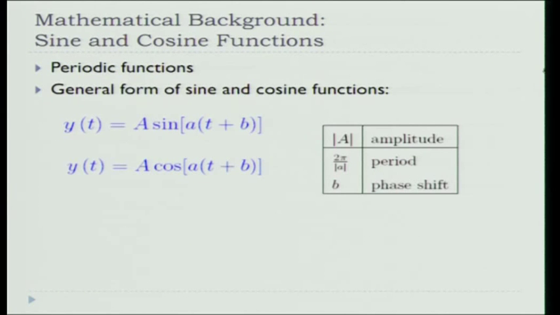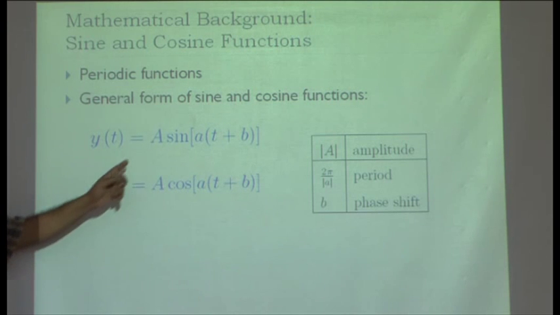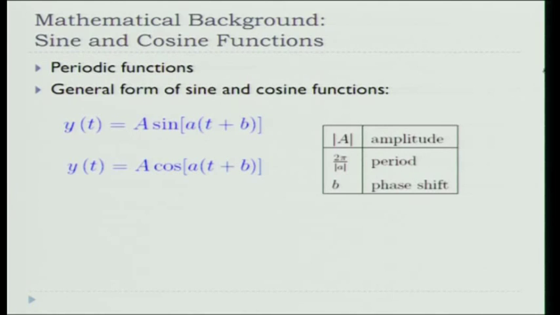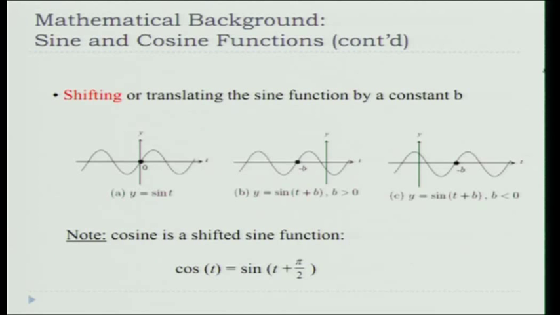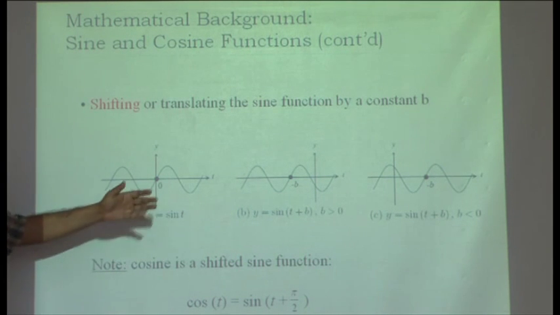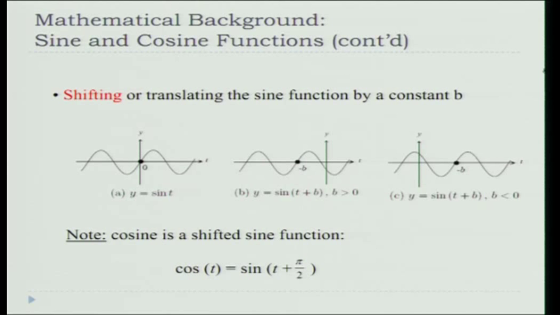And now, sine function and cosine function, they are periodic functions. A general form of sine and cosine functions is A sin(a t plus b), where A is the amplitude, t is time, and b is the phase shift, and 2 pi by absolute value of a gives you the period. This is the well known sine and cosine function for different values of a. Shifting by a constant b is the phase shift, and from this you can draw the conclusion that cosine is a shifted sine function.